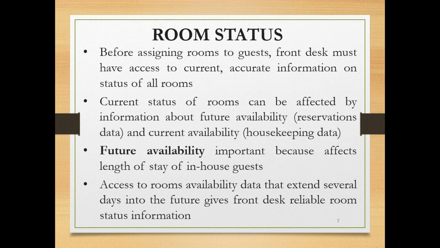So you can see that the guest reservation system and the room management module are related or interfaced with each other. Okay. And access to room availability data that extends several days into the future will provide the front desk reliable room status information. So if you want to take a booking, for example, for a group of 100 rooms, by checking the room availability under the room management module, you can see how many rooms you have left for the particular dates that the group has requested, right? So this makes things much, much easier.